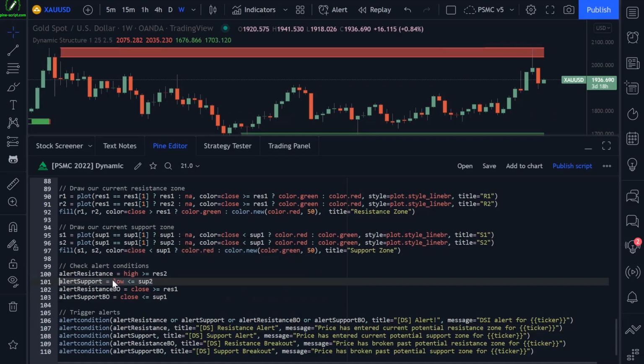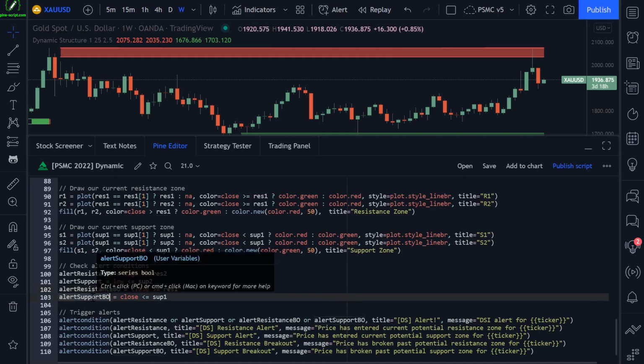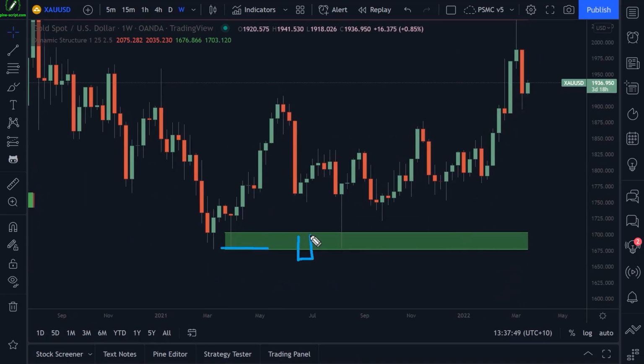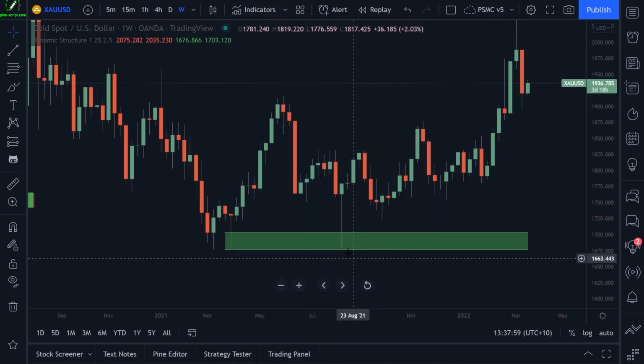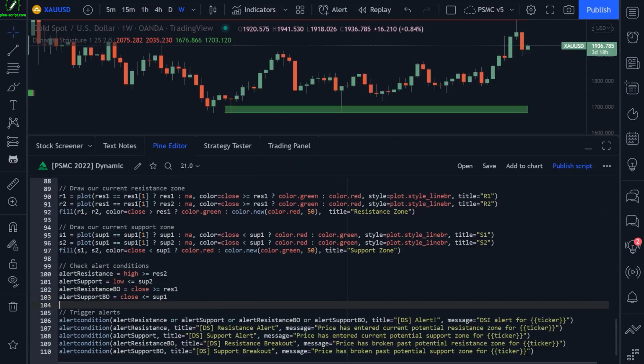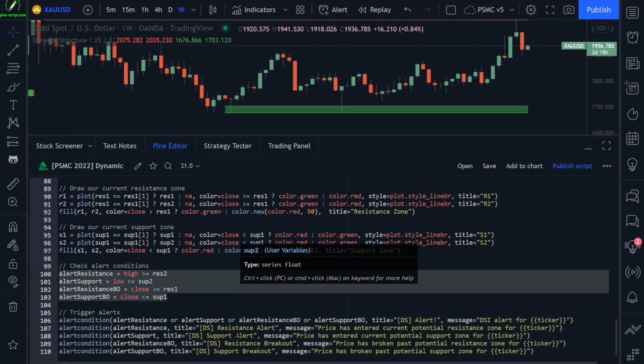Same for support. If the current bar's low is less than or equal to the upper zone of our support zone, then it will fire an alert. And if we have a breakout, so a close above our resistance zone, our res1, which is the wick, if we get a close above that price, then we trigger a breakout alert. That's what BO stands for. And same for support. So if we get a close below the wick of our low, then if we've set up that alert up here, so support breakout, that would trigger an alert if the current bar closes below support. And then we just have a bunch of alert conditions here that combine these Boolean variables into actual alerts. And that's it for this script.